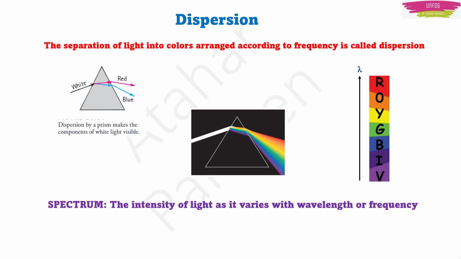And we know that frequency is inversely proportional to the wavelength, right? So we can also say that the separation of light into colors is arranged according to frequency. In place of wavelength, you can also put frequency, but then just remember that frequency is inversely proportional. When you say that wavelength is increasing from violet to red, you will have to say that the frequency is decreasing from violet to red.